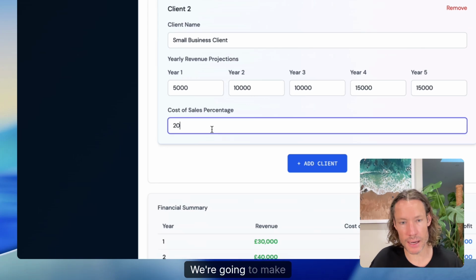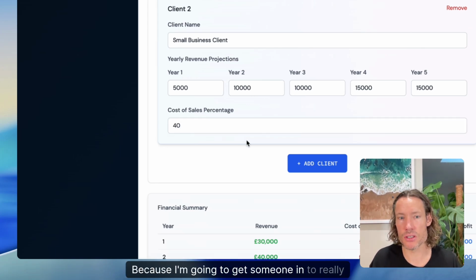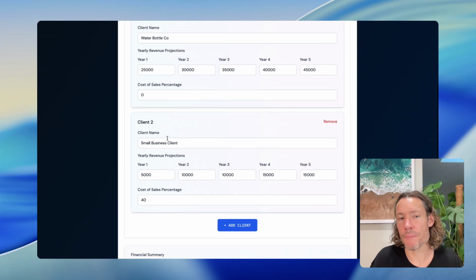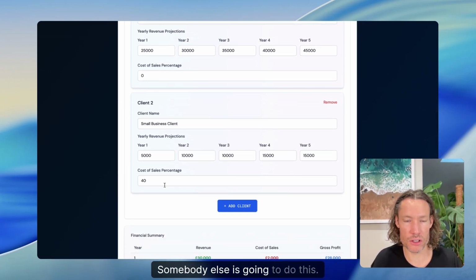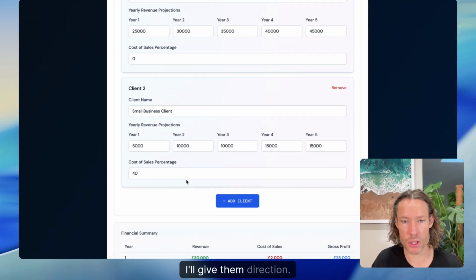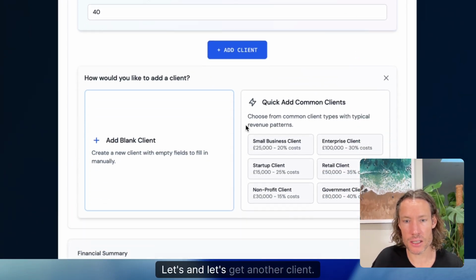This one, we're going to make 40% cost of sales because I'm going to get someone in to really deliver this. I'm going to be delivering most of the water bottle company and running this business. Somebody else is going to do this. I make a nice margin. I'll give them direction. Let's get another client.